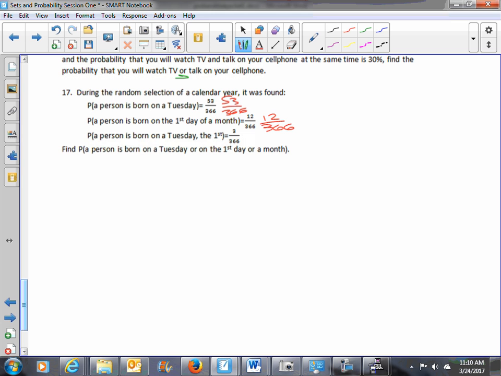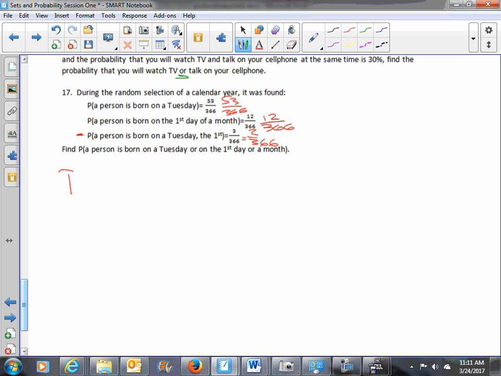That makes sense. The probability a person is born on a Tuesday, the first, in other words, the intersection of the first and second, is 2 over 366. Find the probability a person is born on Tuesday or on the first day of the month.